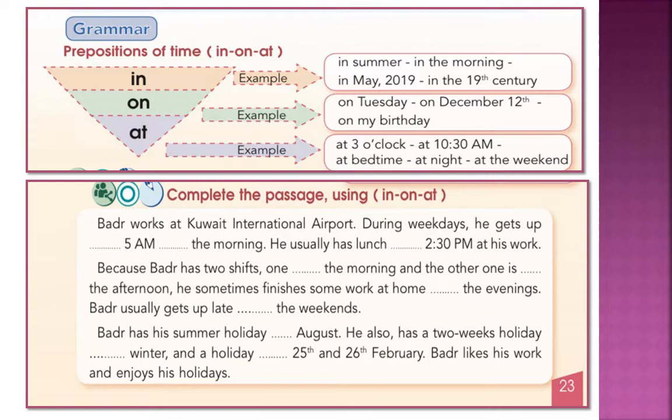Complete the passage using in, on, at. Badr works at Kuwait National Airport during weekdays. During weekdays, he gets up at 5 a.m. in the morning. He usually has lunch at 2:30 p.m. at his work. Because Badr has 2 shifts, one in the morning and the other one in the afternoon. He sometimes finishes some work at home in the evenings.